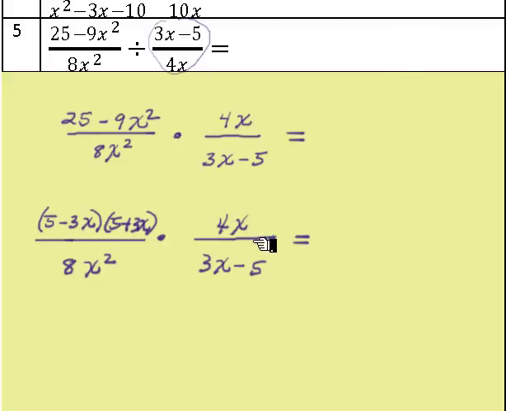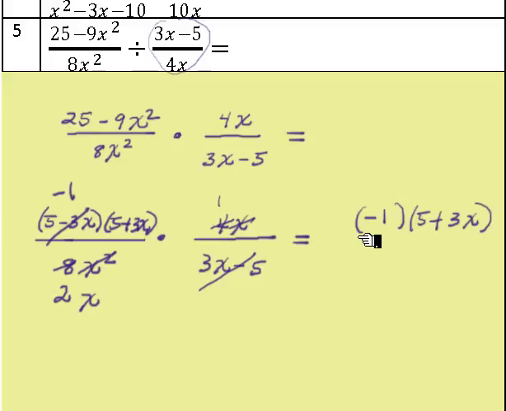Okay, so here we have 3x minus 5 and 5 minus 3x, subtractions in different orders, cancel and replace with a minus 1. We can reduce the 4 over 8 over here, just divide top and bottom by 4. And x over x squared, divide top and bottom by x. And we're left with a 2x in the denominator. So multiplying through the numerator, we just have minus 1 times 5 plus 3x. And in the denominator, we just have 2x.